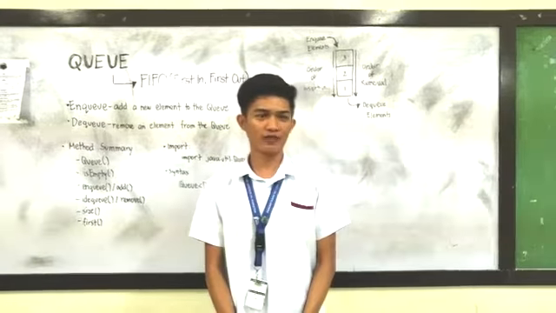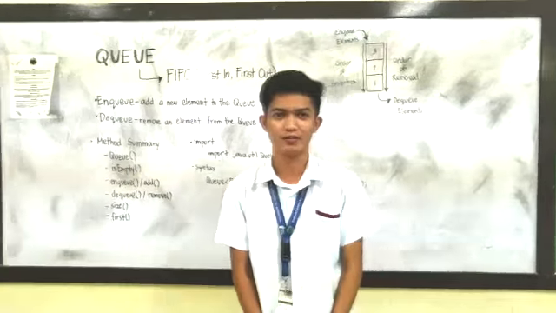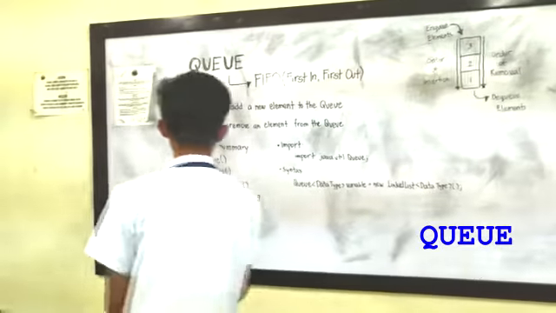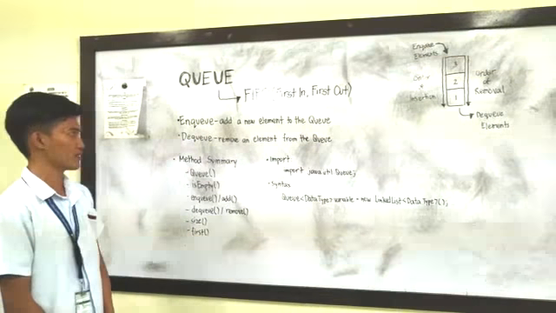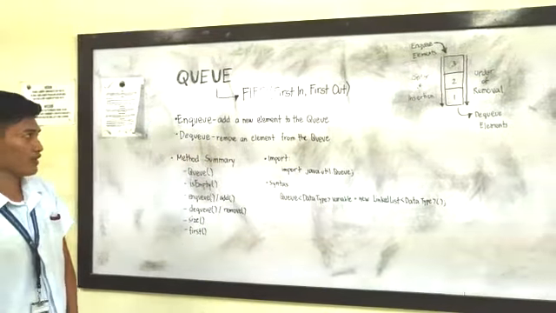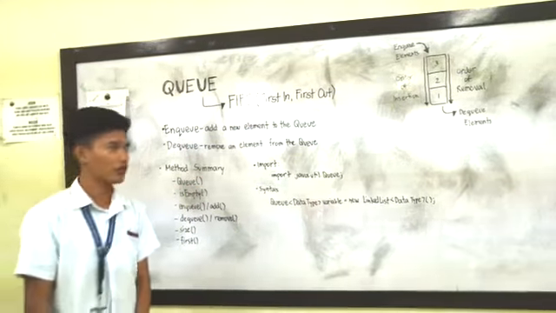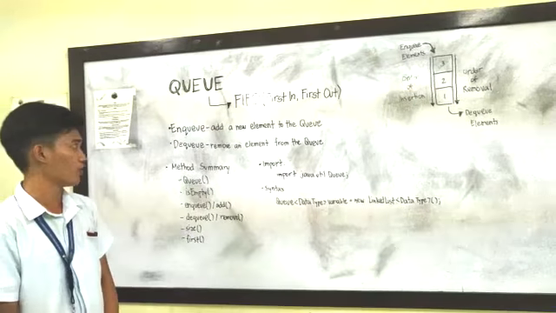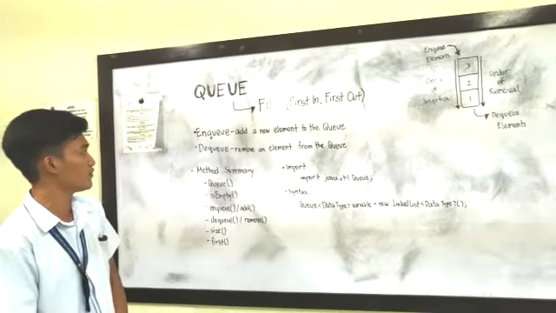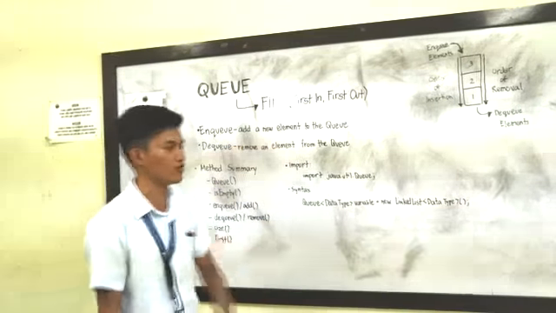I am Adlao of Madera, and for the continuation of the topic stack and queue, I'm going to present about the queue. So first, what is a queue? Queue is a method used under linked list. It has the concept of FIFO, which means first in, first out. So it differs from stack because stack has the concept of LIFO, which means last in, first out. And in queue, it has the concept of FIFO, which means first in, first out.